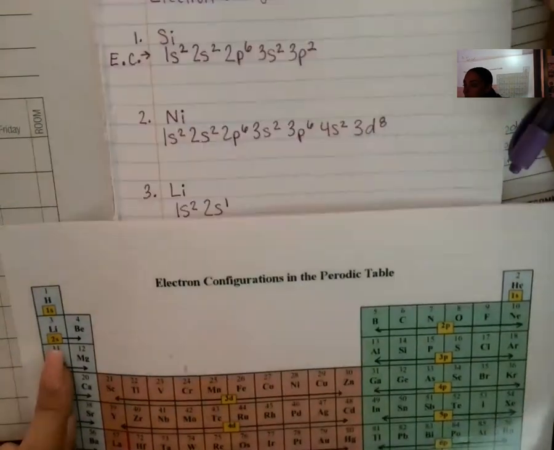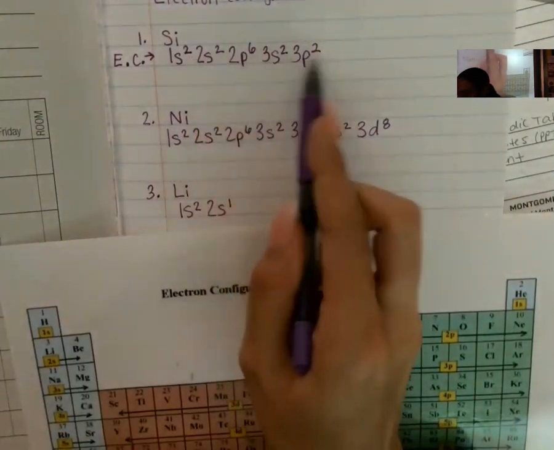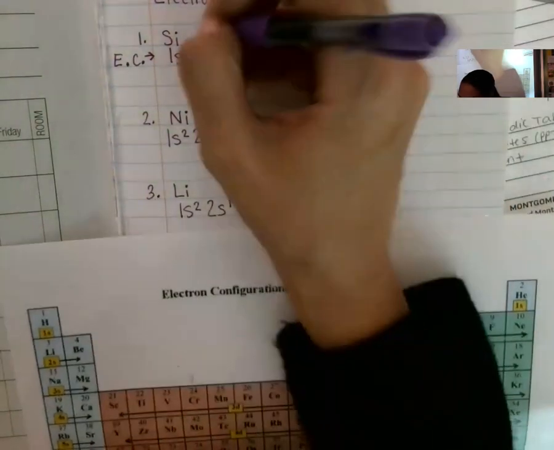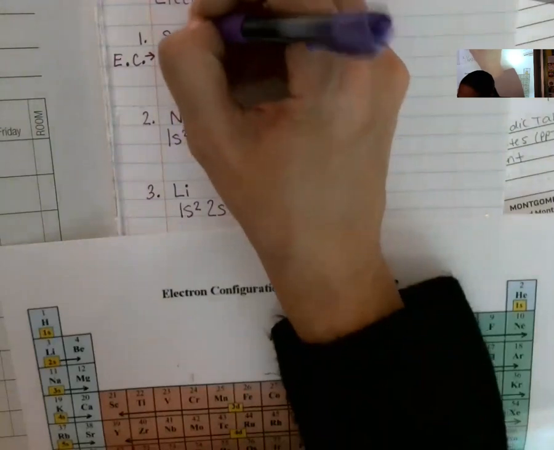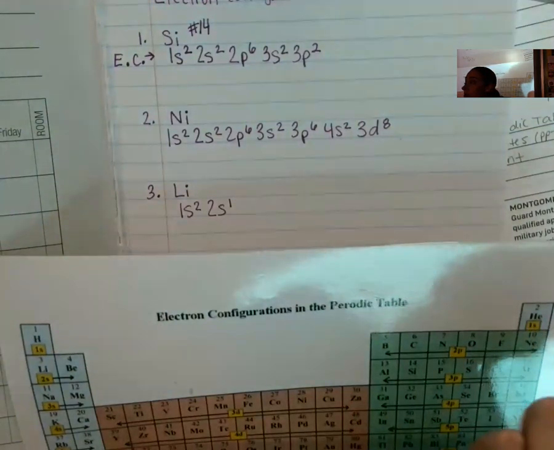Let me tell you a little trick. If you were to go back and add up all of these numbers on top, 2 plus 2 plus 6 plus 2 plus 2, it's going to equal 14. And Si is number 14 on the periodic table. So that's one way that you can go back and make sure that you did it right.